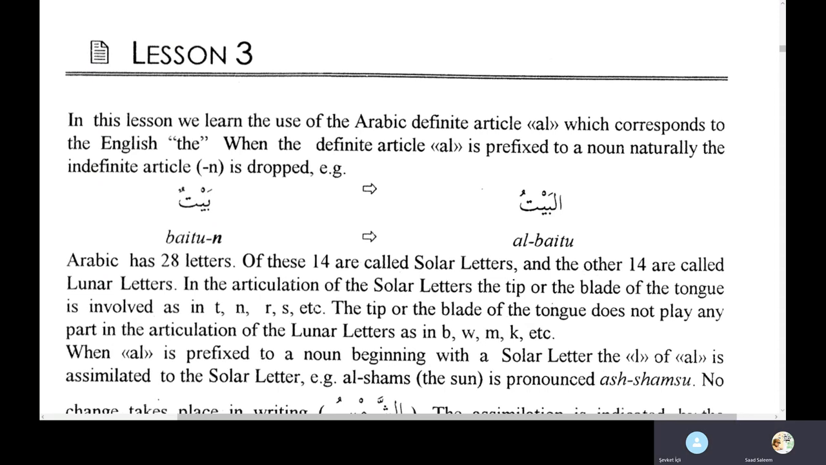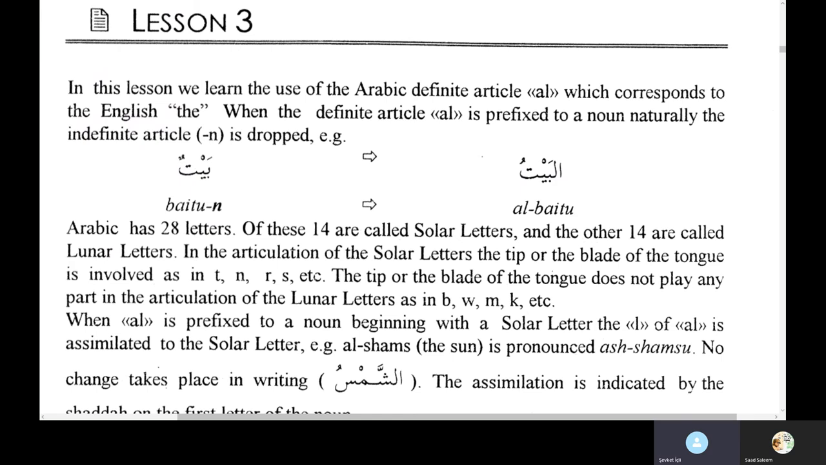Lesson 3. In this lesson we learn the use of the Arabic definite article al, which corresponds to English "the". When the definite article al is prefixed to a noun, naturally the indefinite article, which means the tanween, is dropped. Al-baytu from baytun. First there was baytun. After the use of al, it becomes al-baytu. We remove the tanween. We put "the".